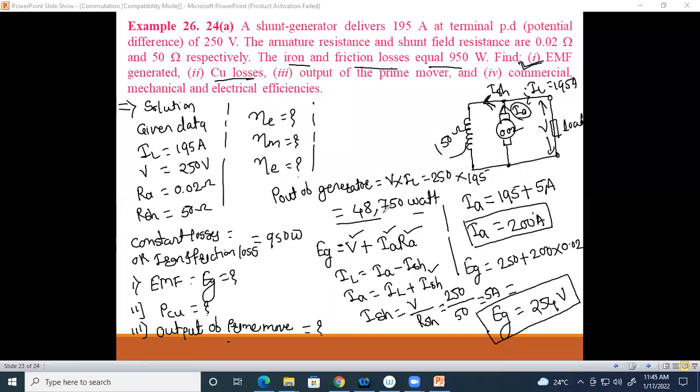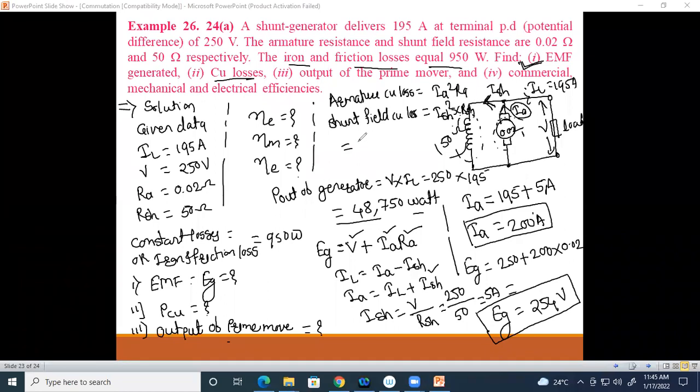What is the formula for finding copper loss? I square into RA. See, there is a shunt field winding having some resistance, and the armature winding having some resistance. So there are two copper losses. First is the armature copper loss, the formula for that is IA square RA, and the shunt field winding copper loss. Shunt field copper loss, the formula for that is ISH square into RSH.